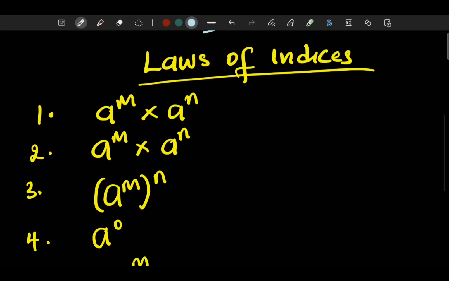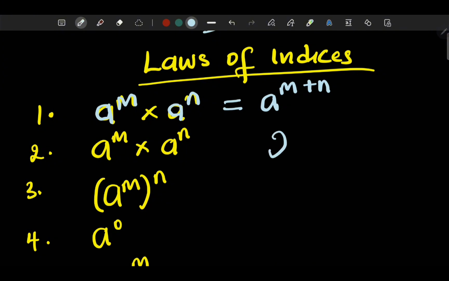The first law, which is called the multiplication law, tells us that whenever you are multiplying two terms of the same base, you simply add the powers. Remember, provided that the bases are the same. So this is the base A, while this is the power. This is another base, and this is the power. The bases are the same, being A and A. So what you do here is simply add the powers. So you call it A raised to the power of M plus N.